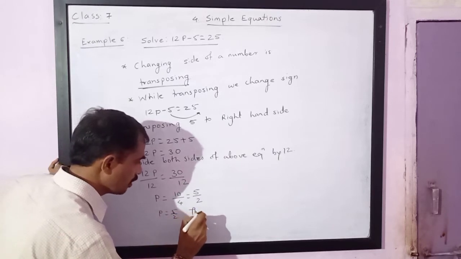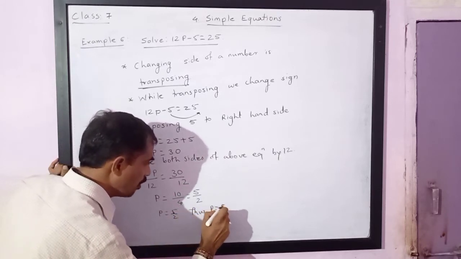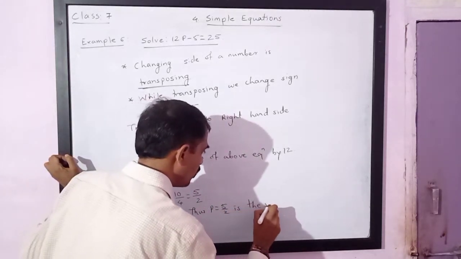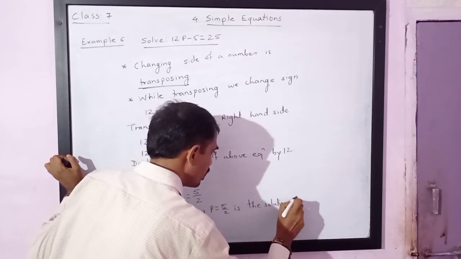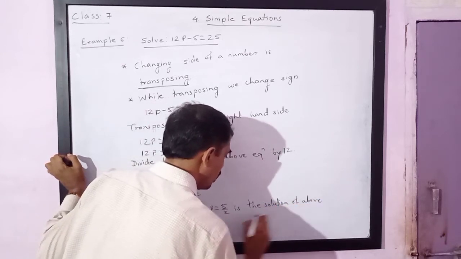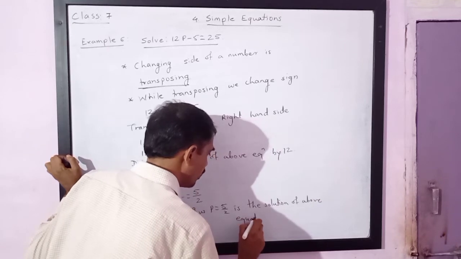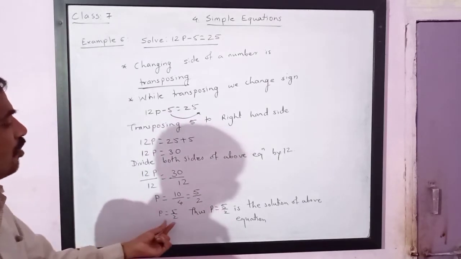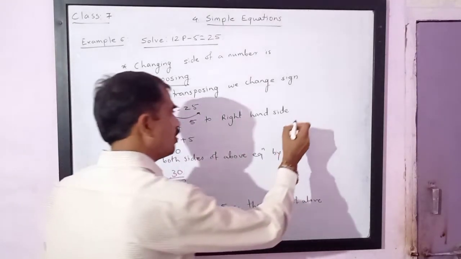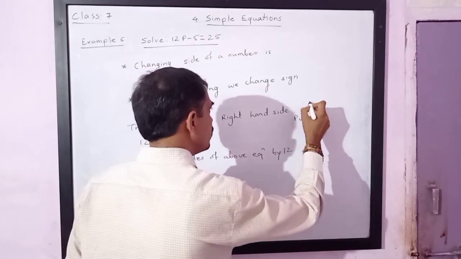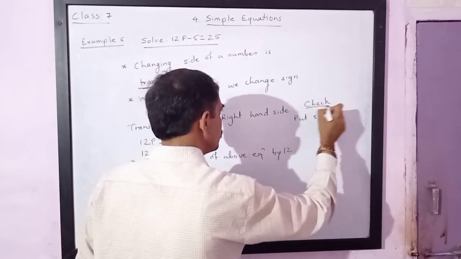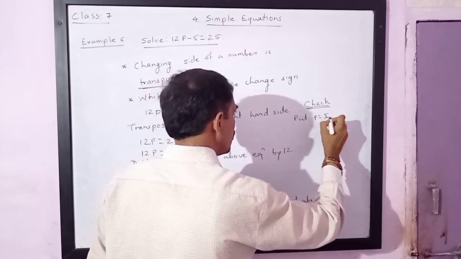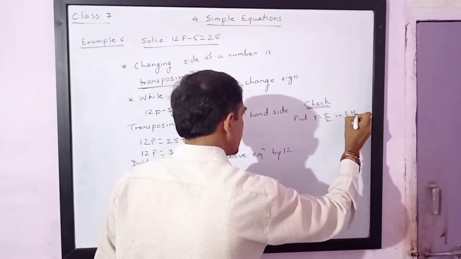Thus p is equal to 5 upon 2 is the solution of the above equation or given equation. Let us check whether our answer is correct or not. So in LHS we need to put 5 upon 2. So, checking, put p is equal to 5 upon 2 in LHS, left hand side of the equation.